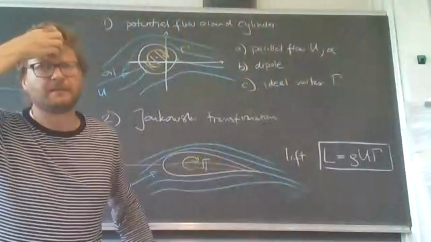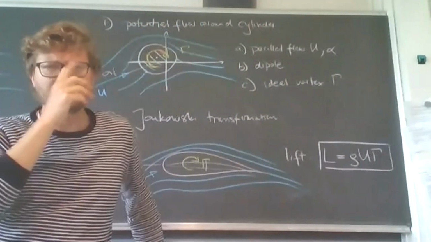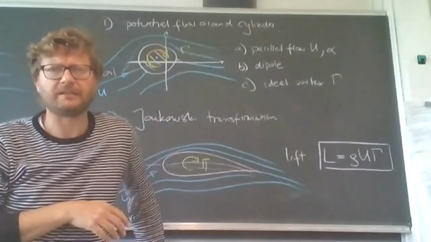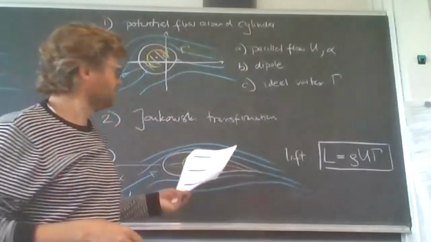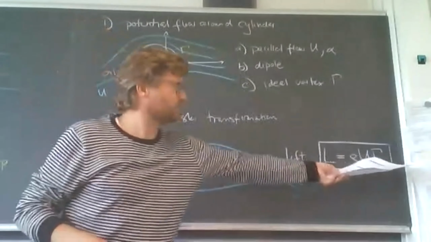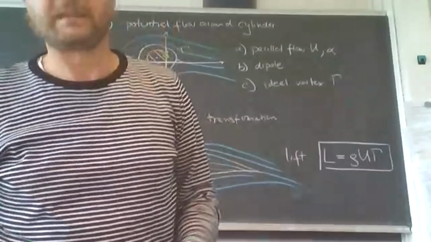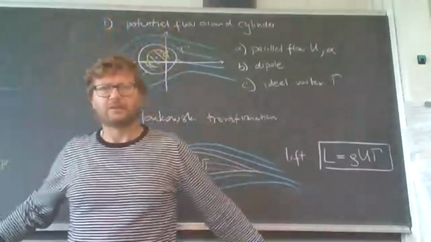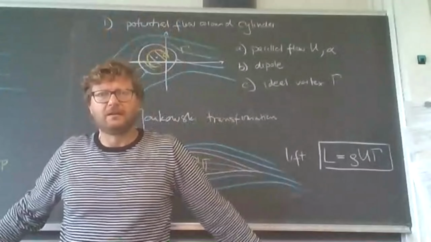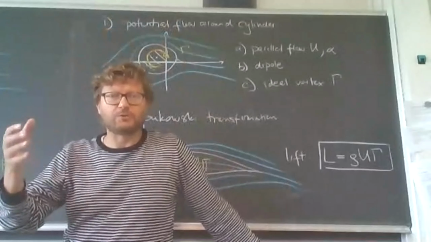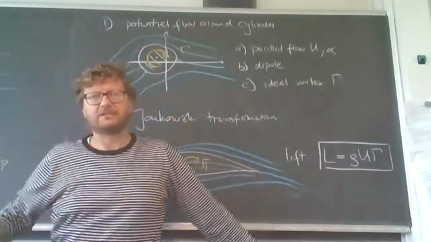Okay, so technically this sounds like an easy story. We know what gamma is, so we just multiply it by rho u and we have the lift. Now the question is, what is the right gamma? What is the gamma that we should use to obtain the right flow?